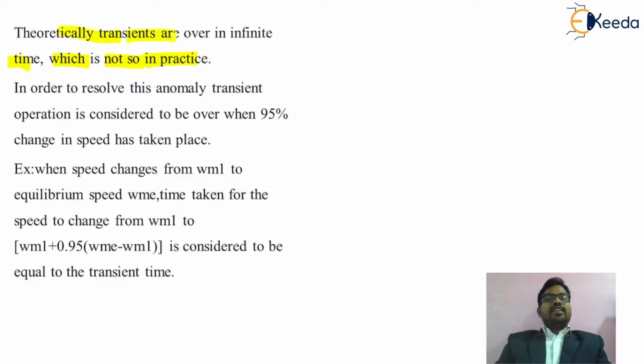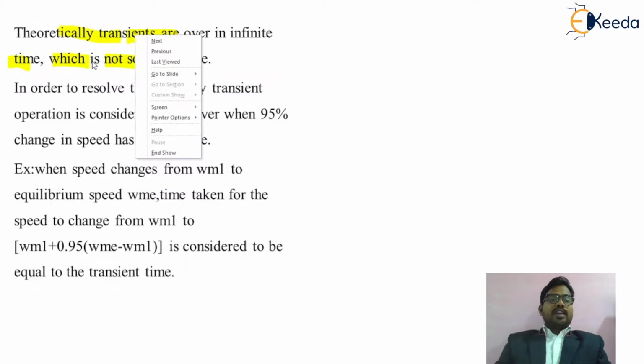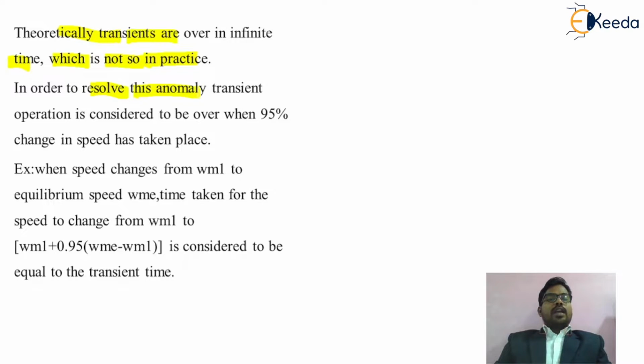So basically, transients are over in finite time. In order to resolve these transients, the operation is considered to be over when a 95% change in speed has taken place. So now we can understand what the concept will be.